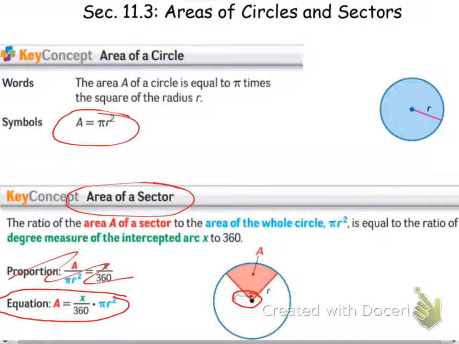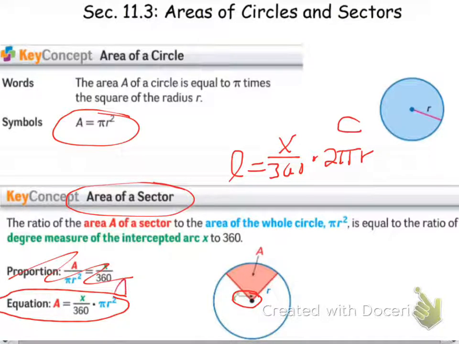Now we looked at this when we talked about arc length, and we said x over 360 times 2 pi r. Okay, and that's because we were trying to get a piece of the circumference. Here we're trying to get a piece of the area. And so that is why here we're multiplying it by pi r squared, and before we multiplied it by 2 pi r. But it's the same thing. You're trying to get, okay, well, what degrees over 360 do you want the piece of? And then you're going to be multiplying it by the area of the whole thing. And that's going to get you just that ratio of that piece of pie that you want.